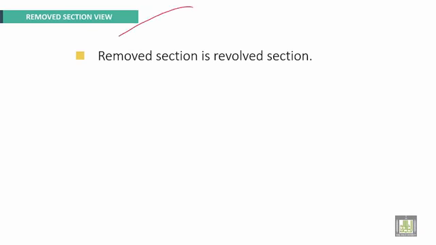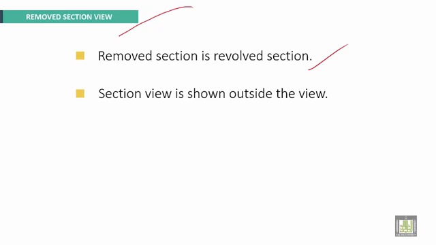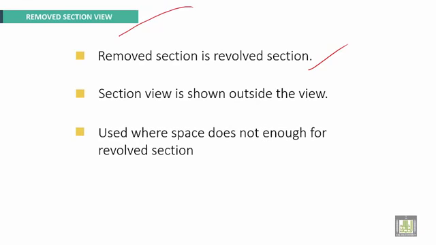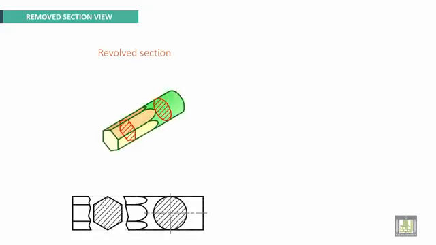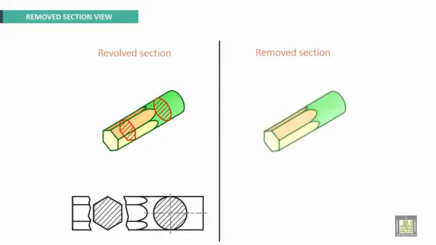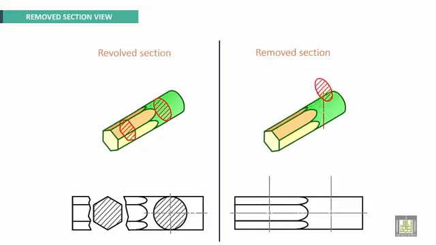Removed section now. Removed section is a revolved section too. Section view is shown outside the view and used where space is not enough for a revolved section, and can be located elsewhere on a drawing with proper labeling. Here an example. These are revolved sections and here we can make removed sections. You can see here this section removed from the original view and put outside the view. It is called removed section.